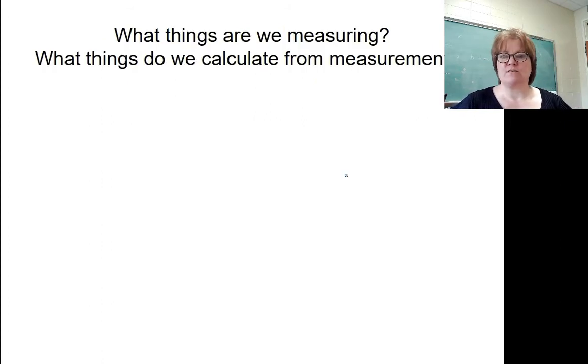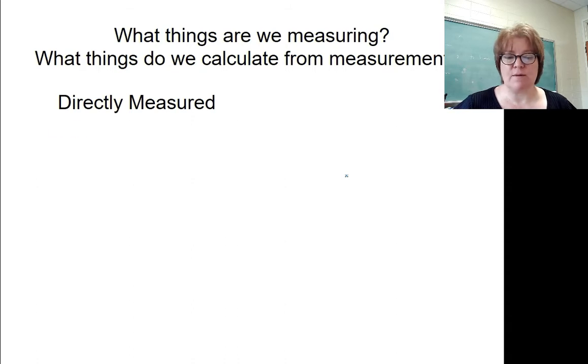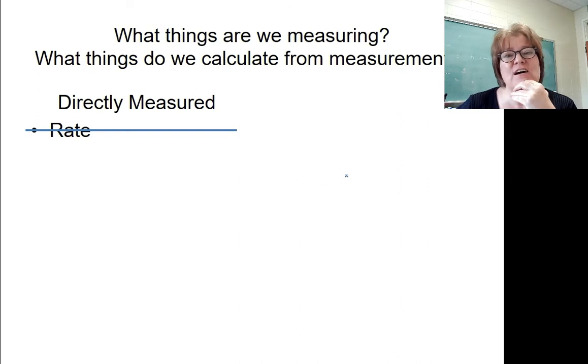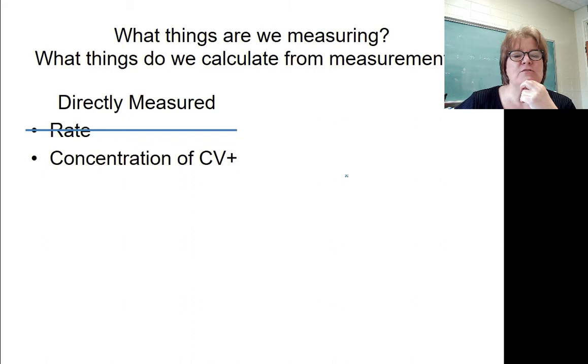So we want to think about what things we are measuring and what things we calculate from measurements. Directly, the thing we measure would be the rate, right? No, the rate is the change in concentration over the change in time, so we're actually going to have to calculate it. We need at least two time periods to calculate the rate. What about the concentration of crystal violet, the reactant?